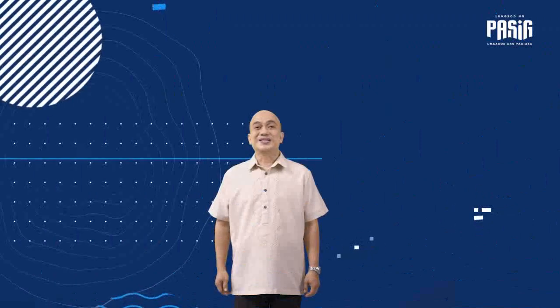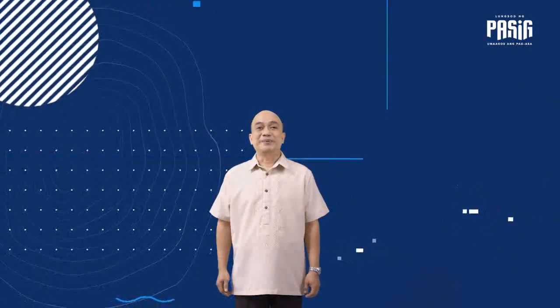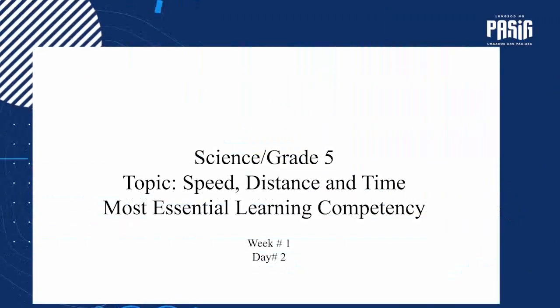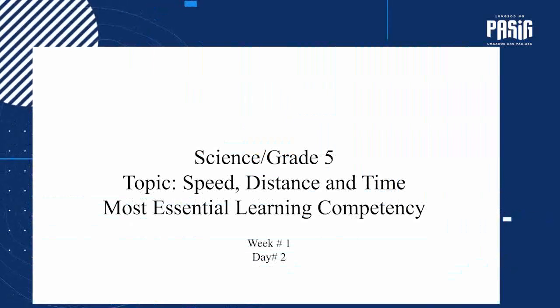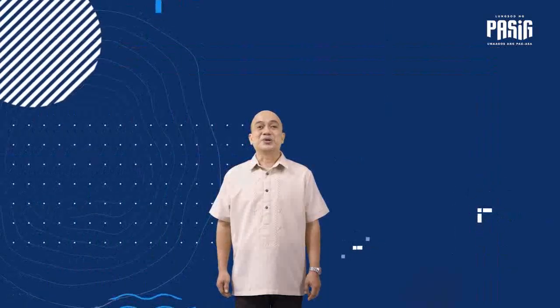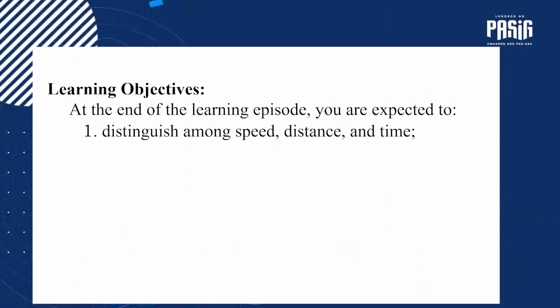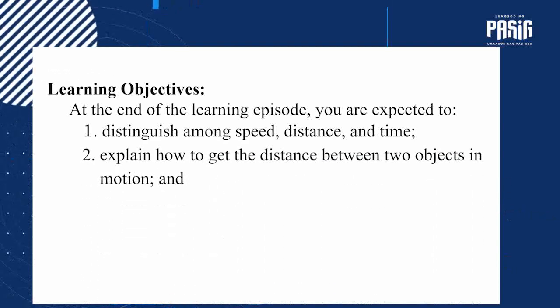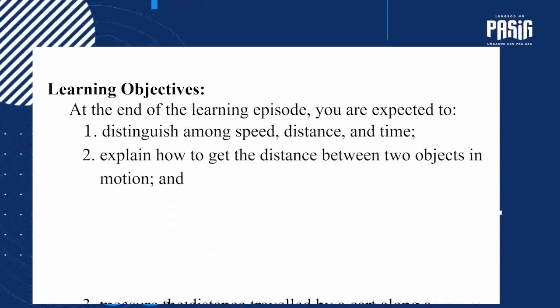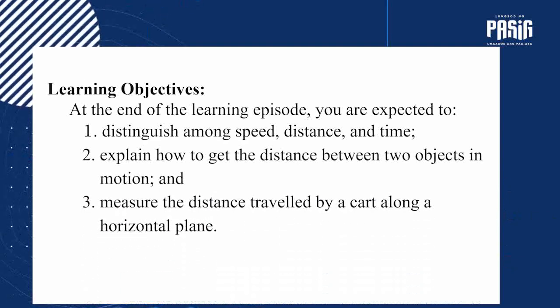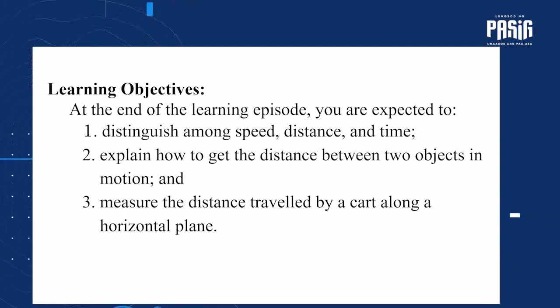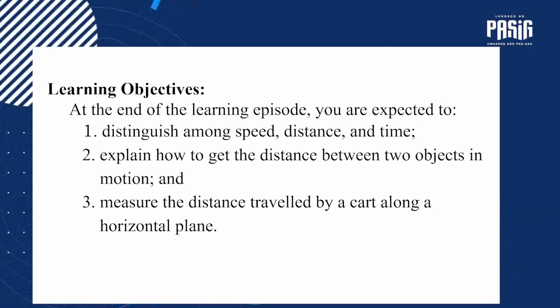Grade 5 learners, welcome to our new topic, and it's all about speed, distance, and time. At the end of the learning episode, you are expected to, number 1, distinguish among speed, distance, and time. Number 2, explain how to get the distance between two objects in motion, and number 3, measure the distance traveled by a cart along a horizontal plane.